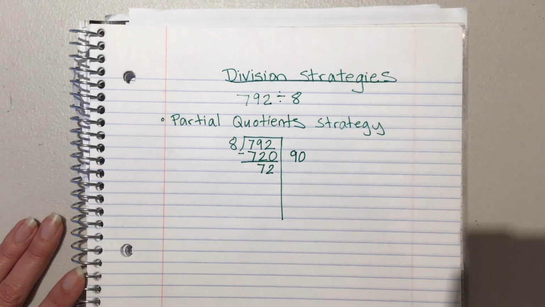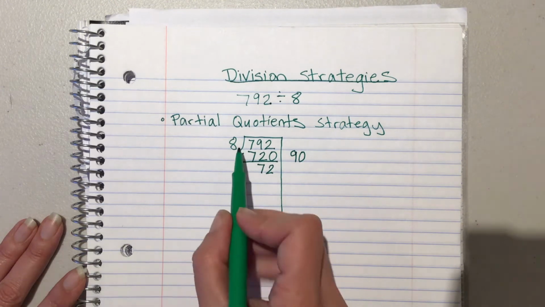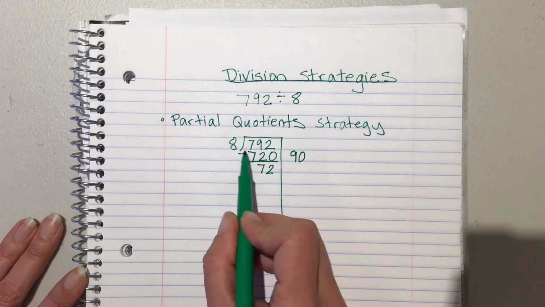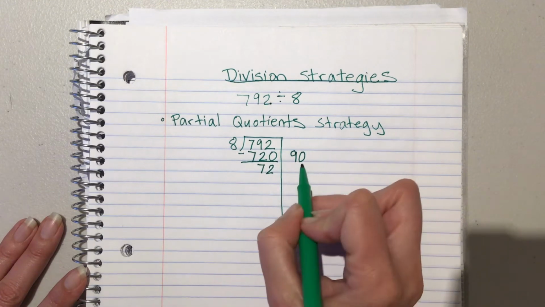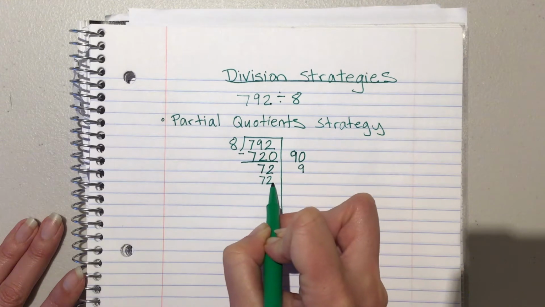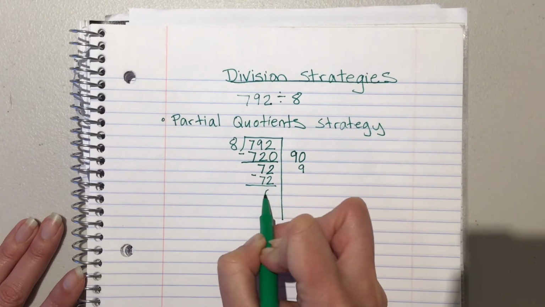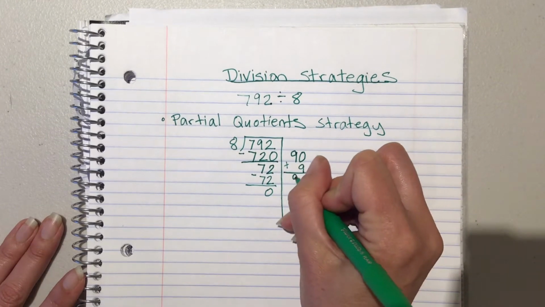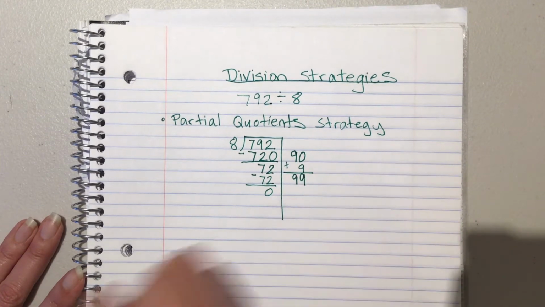Okay, here we go. We have now, again, 8 times what is 72? And from what we just did right here, we know that 8 times 9 is 72. So I'm going to put the 9 over here, the 72 here. If you subtract that, you get to 0, so you're done. So then you add these together, and we get 99.